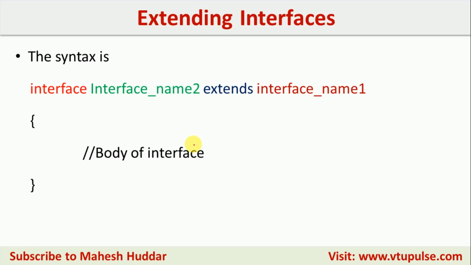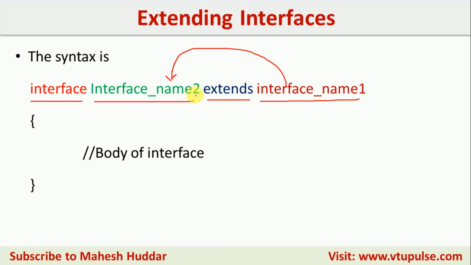Now coming back to the syntax of using the extends keyword. First we need to use the interface keyword followed by interface name, and then we need to mention the keyword, that is extends here, followed by the main interface name. In this case, interface_name2 is the sub interface, and interface_name1 is the main interface or a super interface, you can say. So all the properties of interface_name1 are inherited into interface_name2 in this case. And this is the body of interface_name2 here.